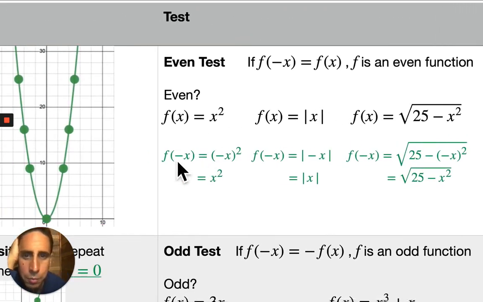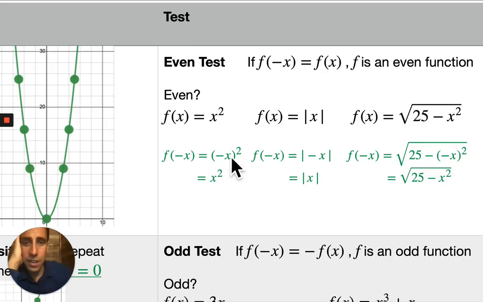So what does it mean to put negative x in here into the function? Well, if you had f of 5, then this would be 5 squared is 25. If you had 10, this would be 10 squared is 100. Well, if you have negative x, then the output is going to be negative x times itself. Now the negatives are going to cancel out, and you're just left with x squared.